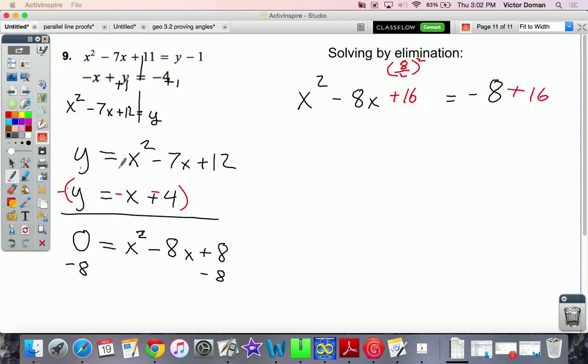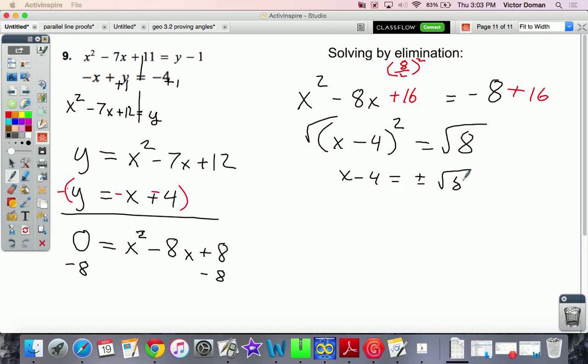I'm going to factor the left as x minus 4 times x minus 4, or x minus 4 squared, equaling 8. Take the square root of both sides. X minus 4 equals plus or minus the square root of 8. Add 4 to both sides, and those are your two solutions. That is x equals 4 plus the square root of 8, and x equals 4 minus the square root of 8. Those are your exact answers.